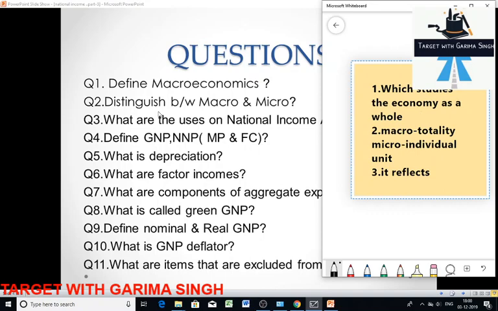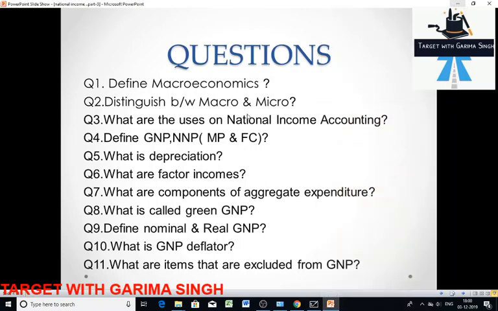Second question, distinguish between macro and micro. Microeconomics is the study of individual units of an economy, whereas macroeconomics is the study of the economy in its totality. That is macro and micro.